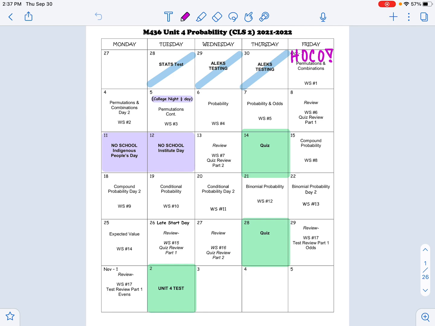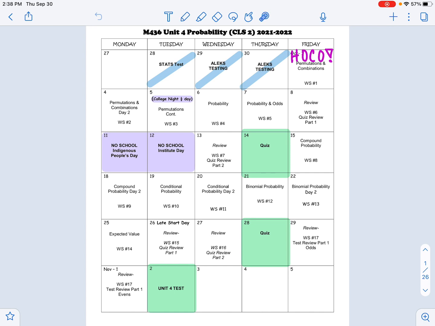But before you get to all the festivities, we do have a quick day of notes to get through with our first day of probability. So here's our calendar. Hopefully you guys downloaded this from Schoology. You have this on your iPad and you're ready to go.